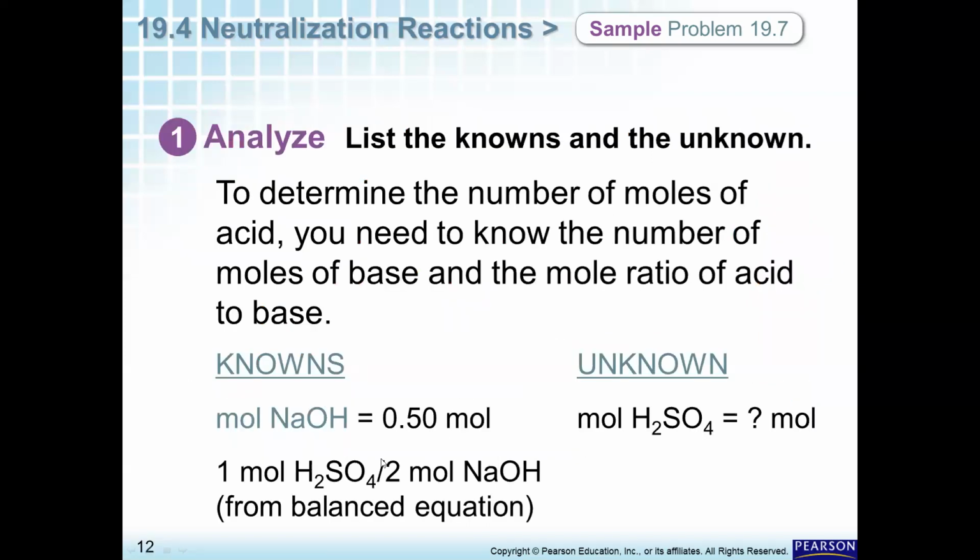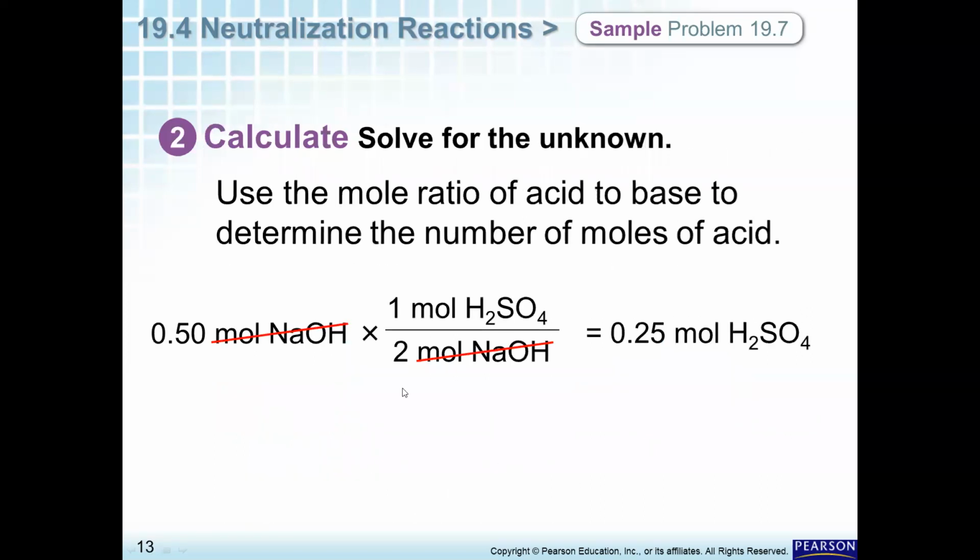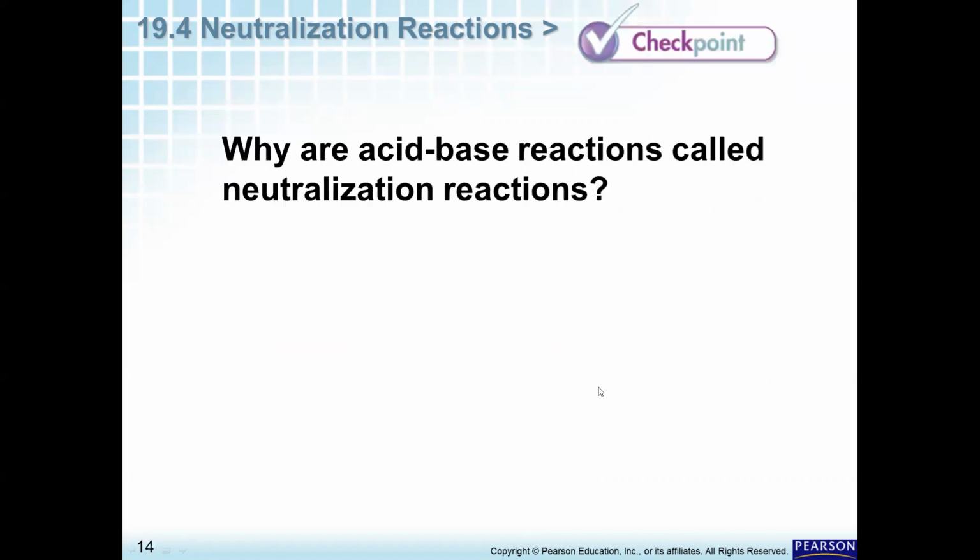We have to analyze what we have, and the balanced equation says 1-to-2. This is the conversion factor that we talk about. So you multiply 0.5 by 1/2, and that is 1/4 mole of sulfuric acid needed in order to neutralize a complete amount. Yes, thank you, Eileen, for the answer that you provided. Okay.